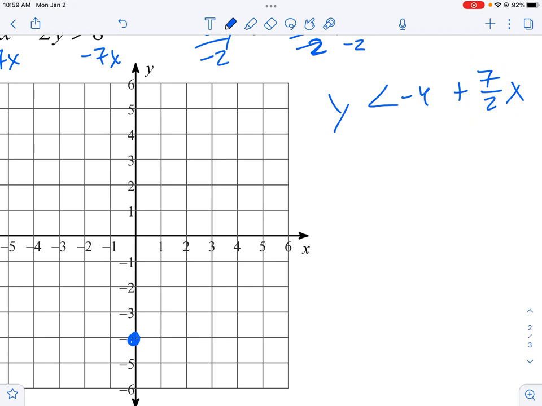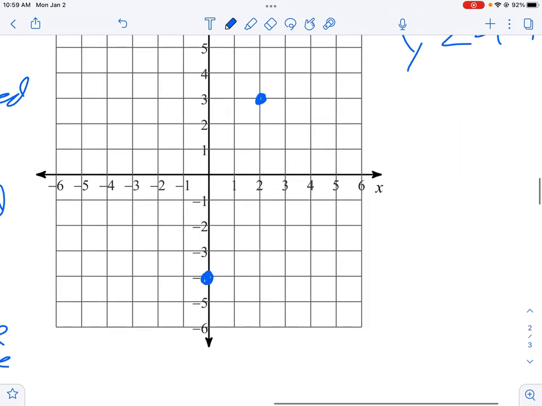So I'm going to go up 7 and then right 2. So up 7, right 2. Here's my point. So now I have to look at my inequality here. It says just less than. So I am not going to have a solid line. I'm going to have a dashed line. So dash, dash, dash, dash, dash, dash, like that. I'm going to put some arrows on the ends.